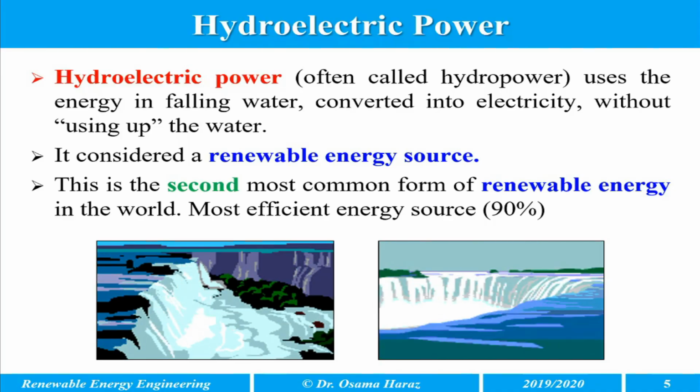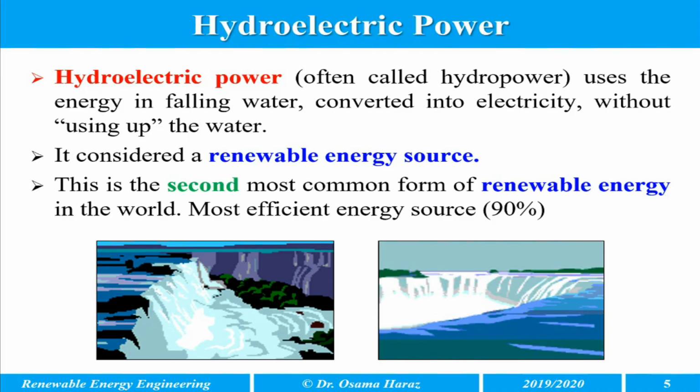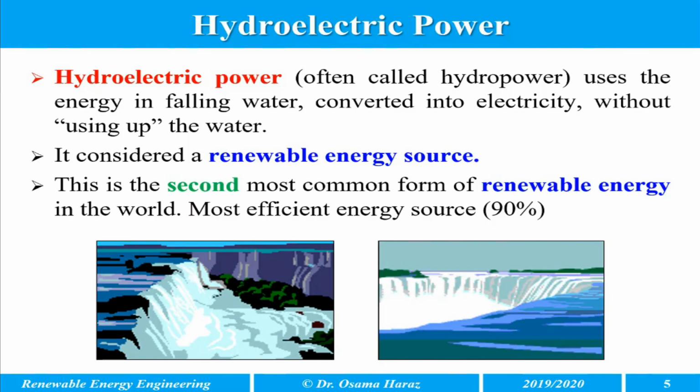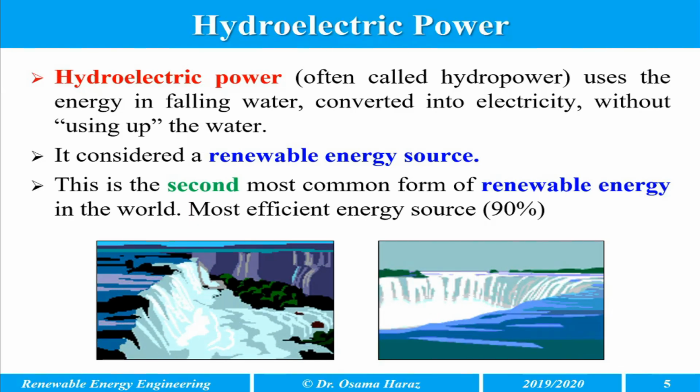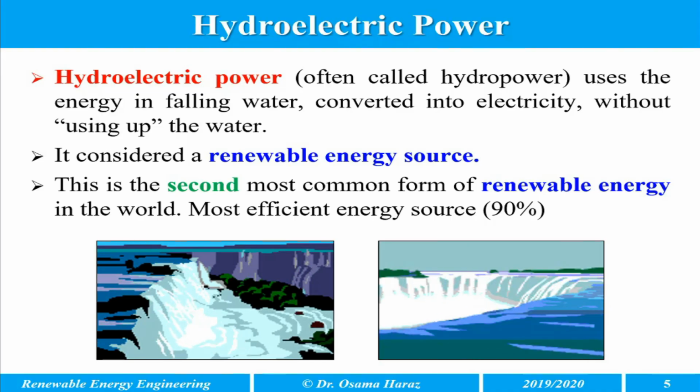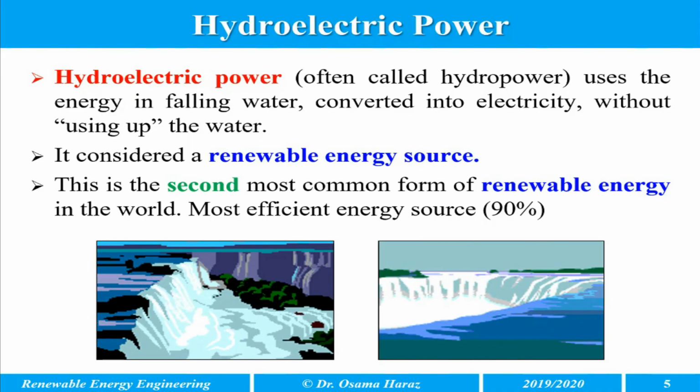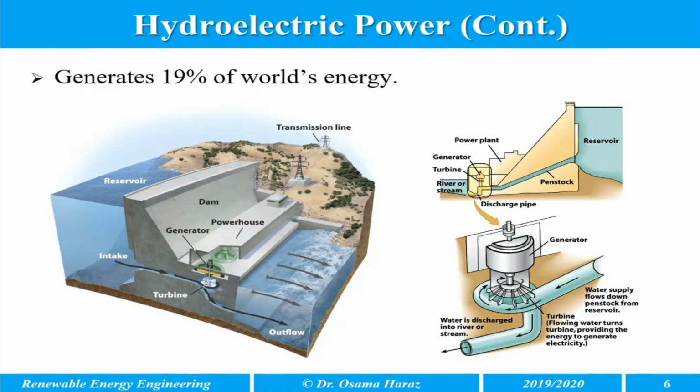So it is considered one of the renewable energy resources. This is the second most common form of renewable energy in the world. It is the most efficient energy source; efficiency can reach up to 90%. Hydroelectric power generates 19% of the world's energy.